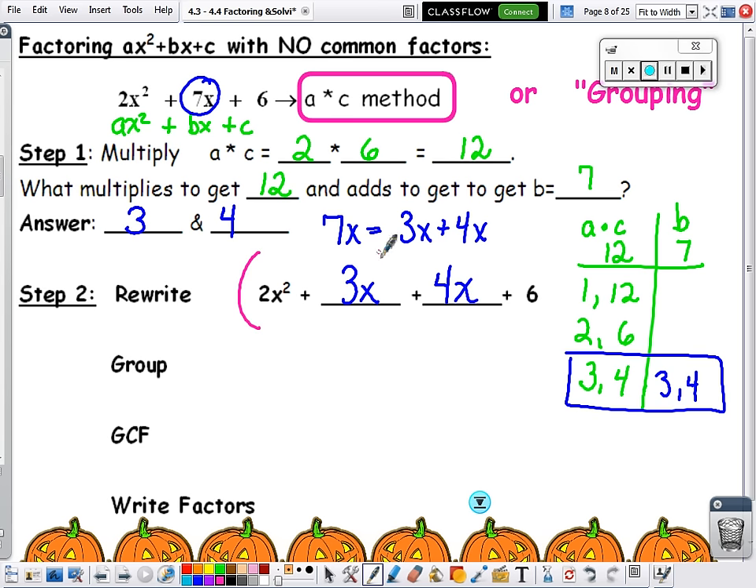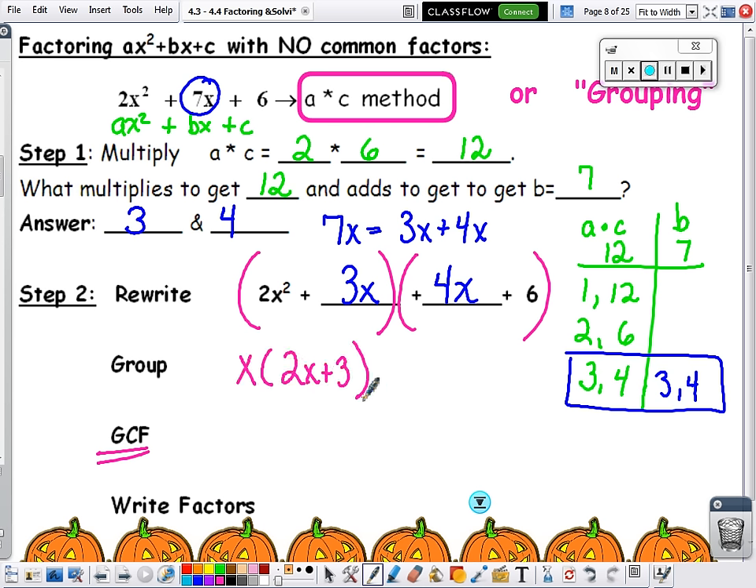So we're going to group the first 2 terms together. We're going to group the second 2 terms together. And then we're going to start looking for a GCF. So out of the first 2, 2x squared plus 3x, I'm going to pull out an x. And I'm left with 2x plus 3.